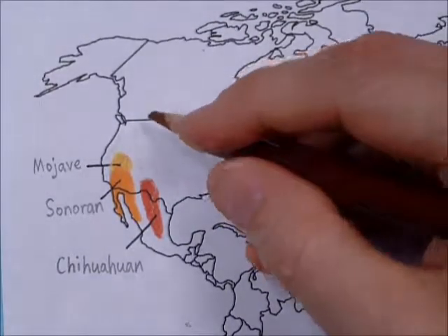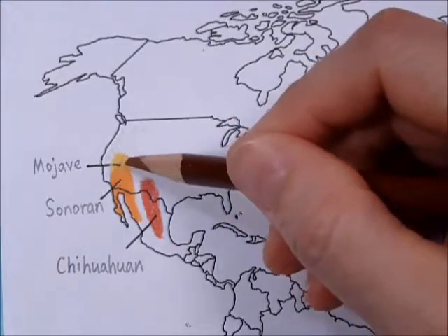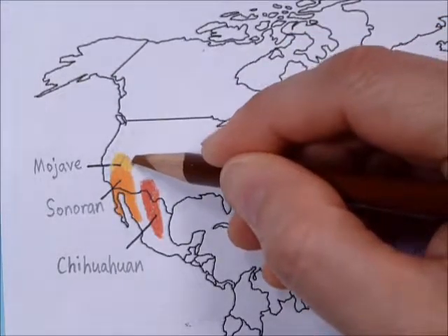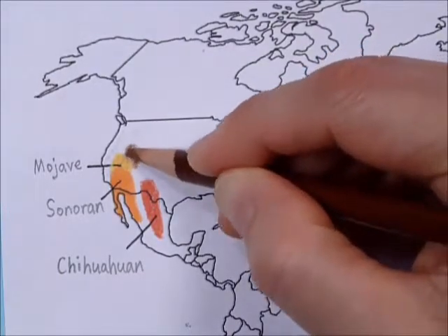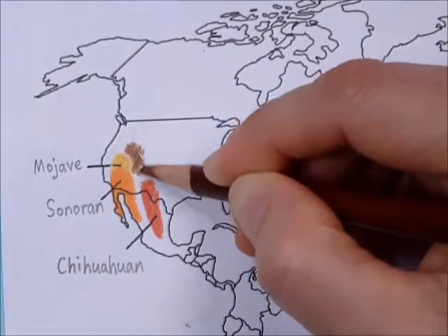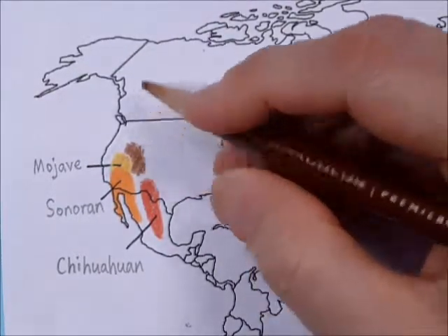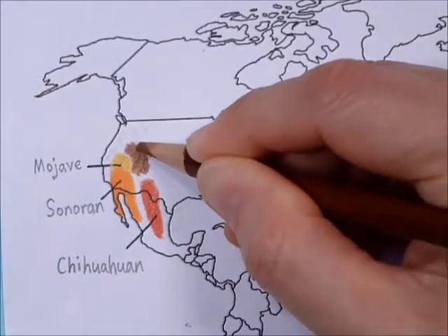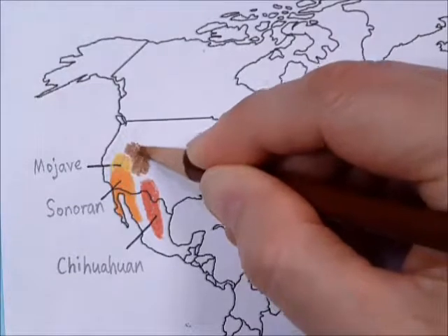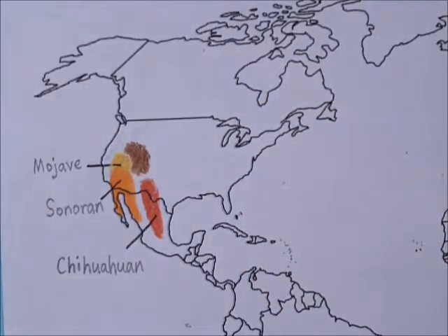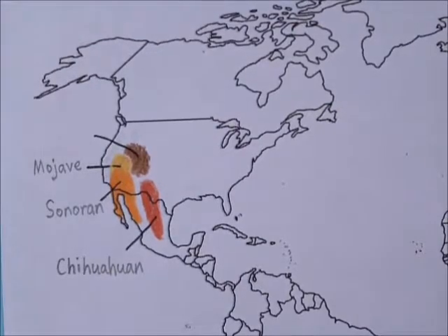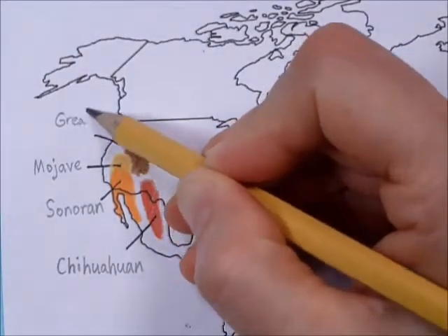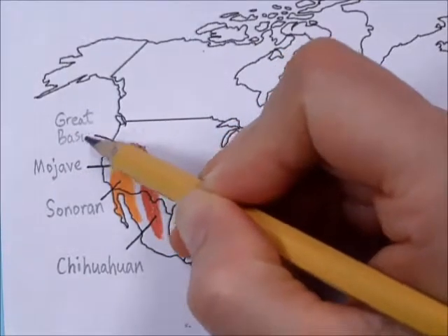And then our fourth desert is going to be the Great Basin. Now we need to leave a little space between the Sonora and the Mojave, just a little bit here, and then make the Great Basin kind of like in here. I'm making it brown. You can make it whatever color. It's above the Chihuahuan a little bit, kind of something like that. And again, these are really, really approximate. This is the Great Basin. Basin is B-A-S-I-N.